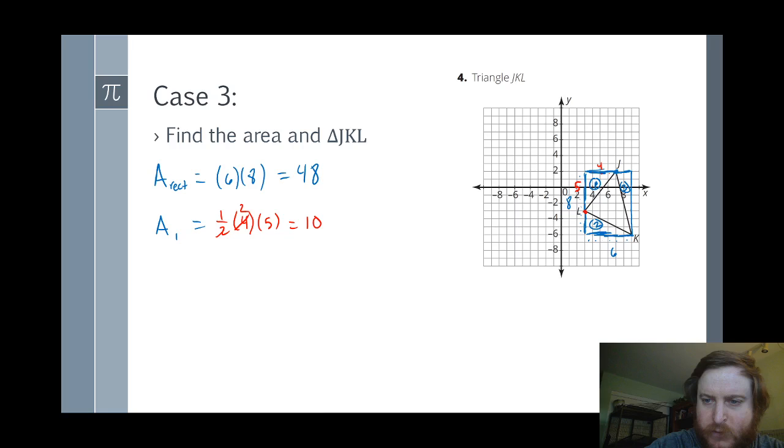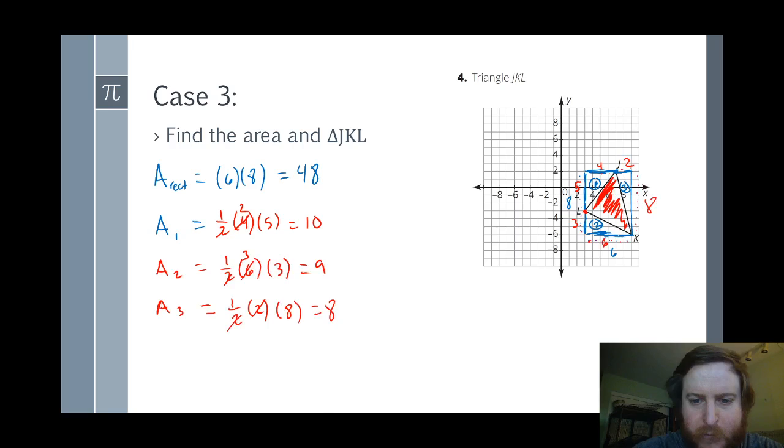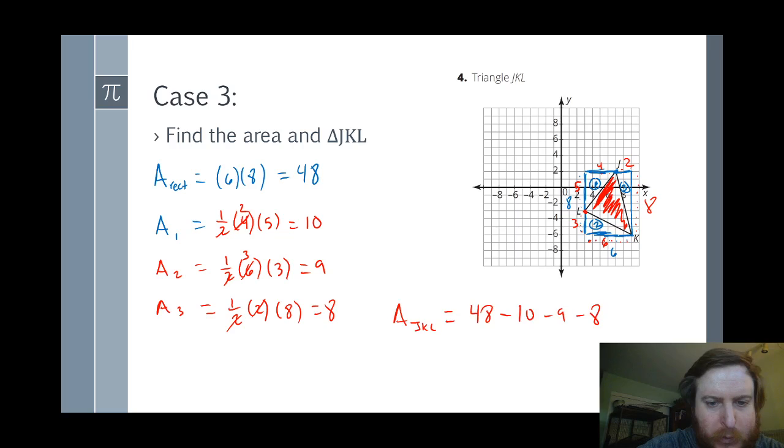Like I said, what we're doing is we're taking the area of everything and we're subtracting off those 3. So the area of triangle JKL is equal to 48 minus 10 minus 9 minus 8. You can use a calculator for that. You can also add these 3 first, like 10 plus 9 plus 8 is 27. So you do 48 minus 27, and you get 21. Okay, so our area of triangle JKL ends up being 21 units squared.